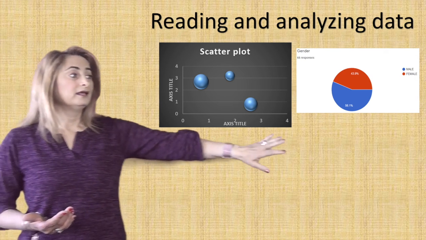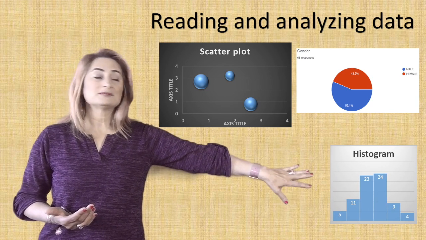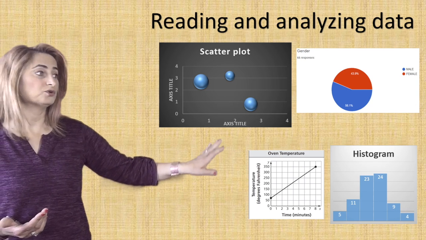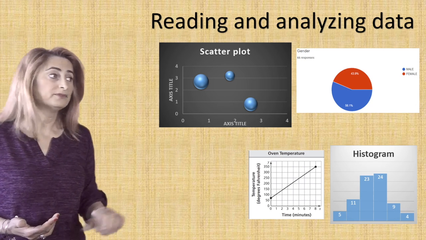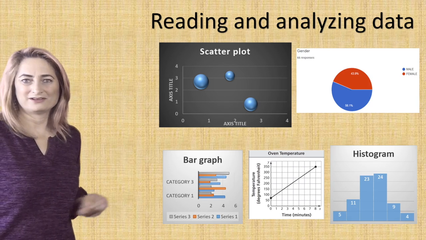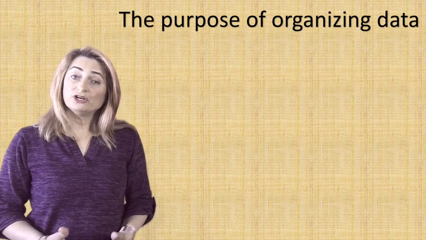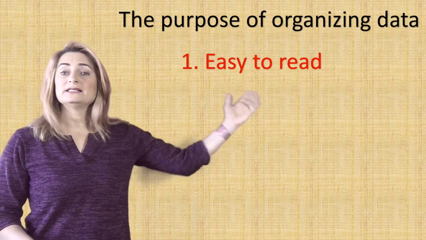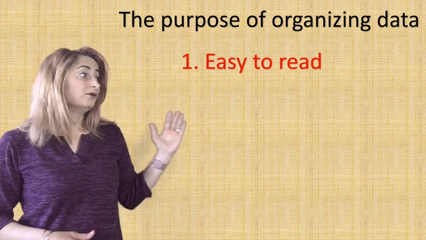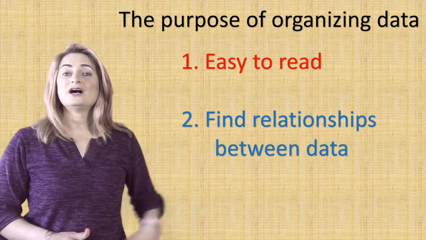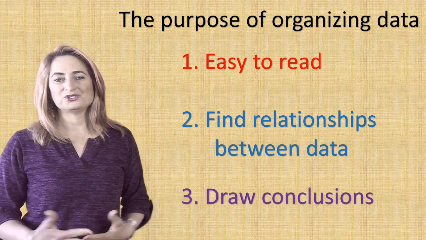Dots are scattered all over the place, trying to find if there's a relationship between the X and the Y values. Histogram is also another way to display data. We already talked about a graph that shows the oven temperature over time. And another way to display data is a bar graph. The purpose of organizing data in different displays, first of all, is that it makes it easy to read, or maybe find a relationship between the data, and at the end, draw conclusions about the relationship.